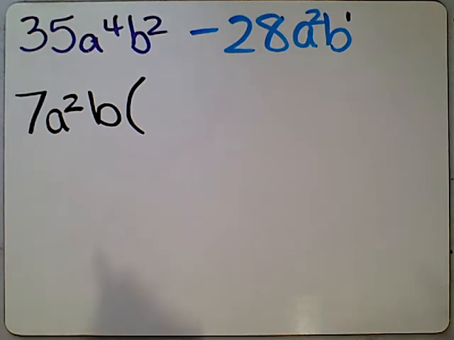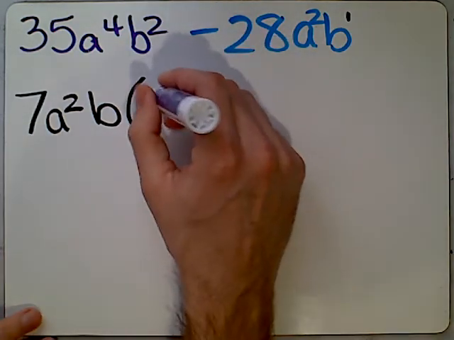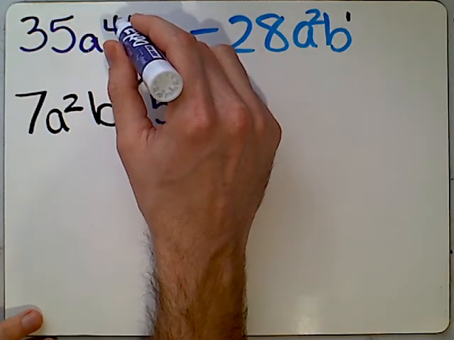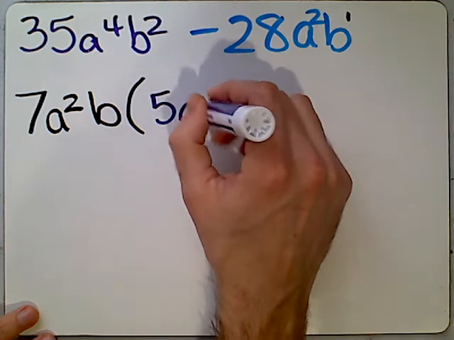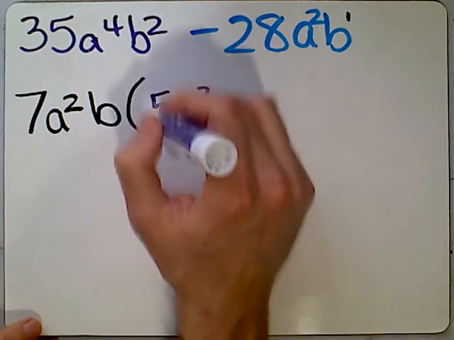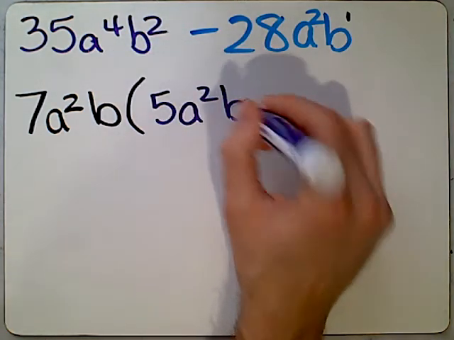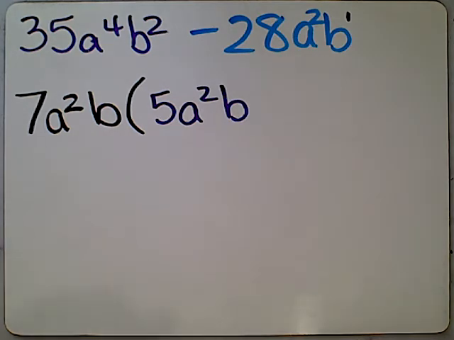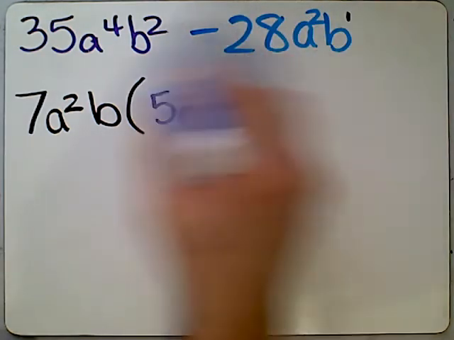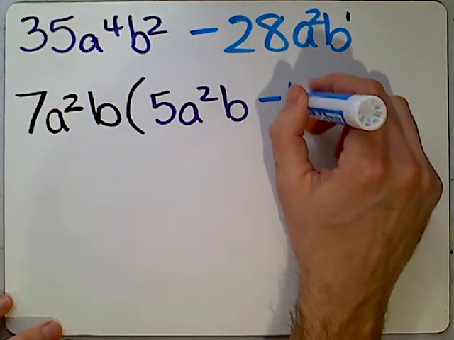So 35 divided by 7 is 5. We have 4 a's here. We're taking away 2, leaving us with 2. We have 2 b's. We're taking 1 away, leaving us with 1. We then have a negative 28. We're dividing that by 7, leaving us with a negative 4.